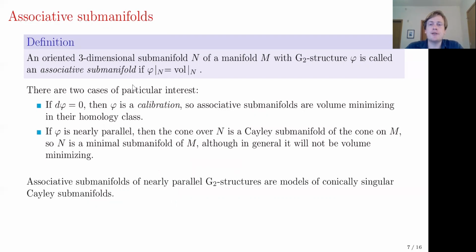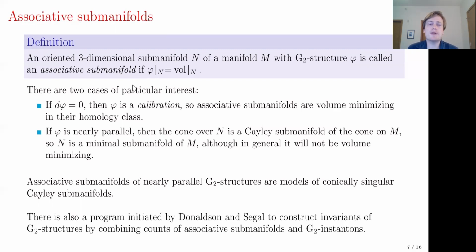Okay. So the motto here is that associative submanifolds of nearly parallel G2 structures will give us models of conically singular Cayley submanifolds. And again, conically singular Cayley submanifolds, that's something that you would be interested in that appears naturally in the theory of exceptional holonomy manifolds with holonomy Spin(7). So this is the motivation for studying these associative submanifolds in nearly parallel G2 structures. It's also interesting because these give examples of minimal submanifolds of higher codimension inside Einstein manifolds. And that is itself also inherently interesting.